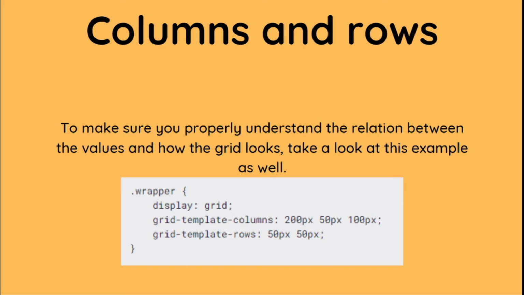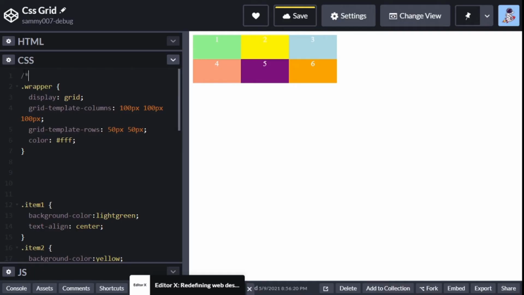To make sure you properly understand the relationship between the values and how the grid looks, take a look at this example as well. We'll go back to CodePen and actually write this code, and you can get the snippet of the whole tutorial on my GitHub gist. I'll leave it down in the description below. I'm going to comment this out.